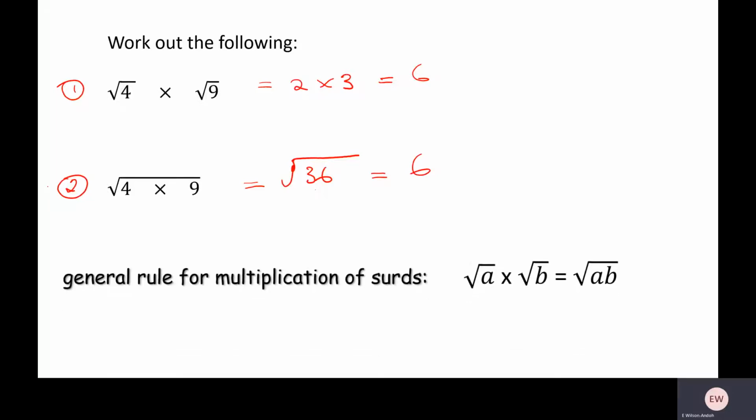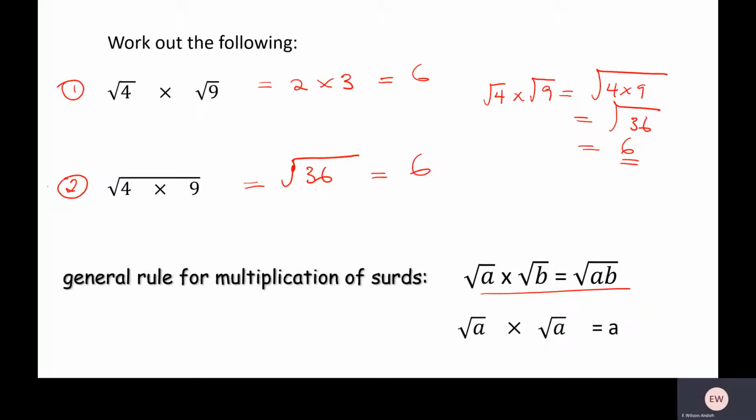So this brings us to the general rule for multiplication of surds, which is square root of A times square root of B is equal to square root of AB, which is A times B, and is the same thing that we see in the example above. So if we use the rule down here, we can say that square root of 4 times square root of 9 is the same as square root of 4 times 9, which is equal to square root of 36, and the answer is 6.